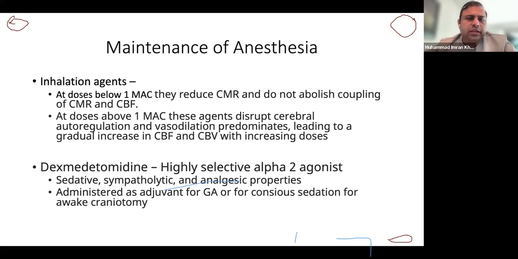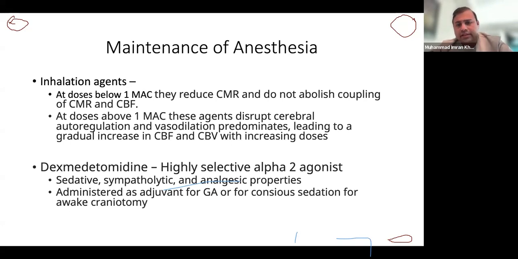Then, specifically in your inhalation agents, at doses below 1 MAC, they reduce the CMR and do not abolish the coupling of CBF and CMR. However, at doses above 1 MAC, these agents disrupt the cerebral autoregulation and vasodilation predominates, leading to a gradual increase in CBF and CBV with increasing doses.